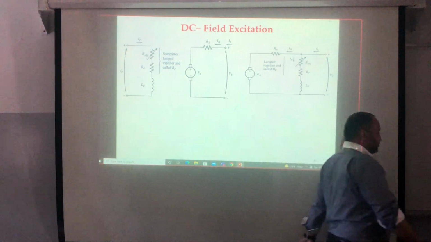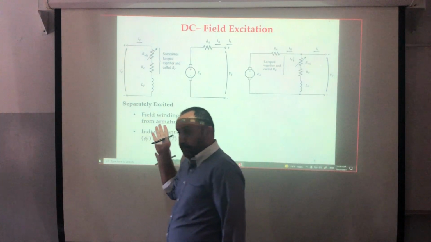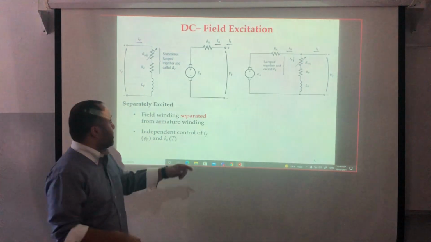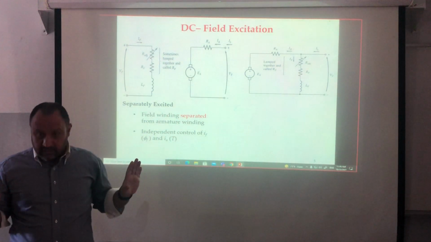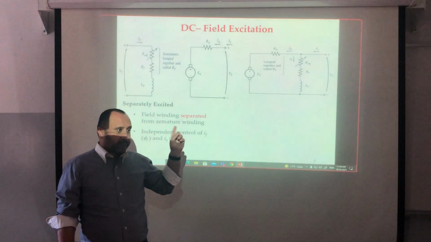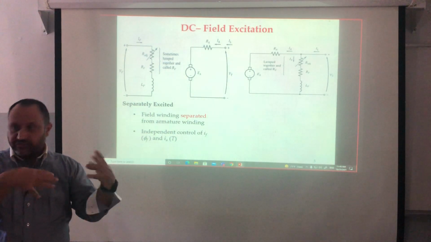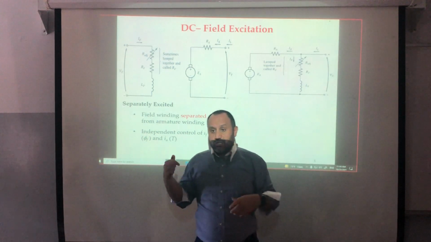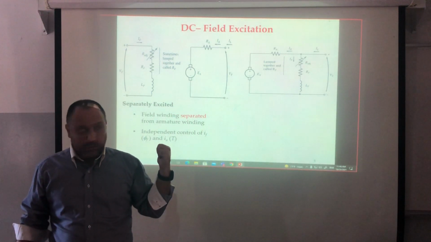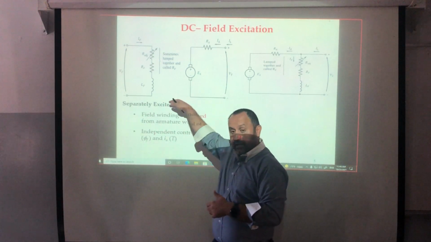Now what about the second one? What is the difference between the first one and the second one? The structure is the same, except that the field is connected to the same supply. So if I connect the field to the same supply, this means that now I have coupling between the field and the armature. If I change the terminal voltage, then the field voltage will change and the armature voltage will change, correct? So this one is more complicated to control compared to the separately excited drive.